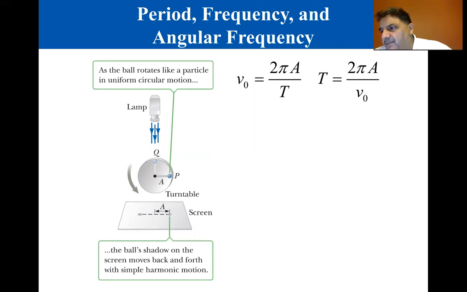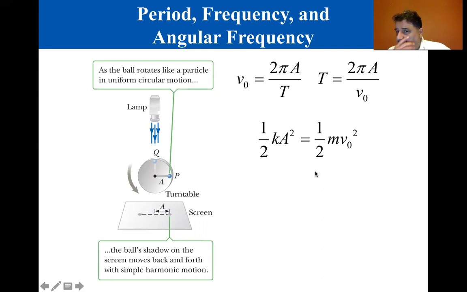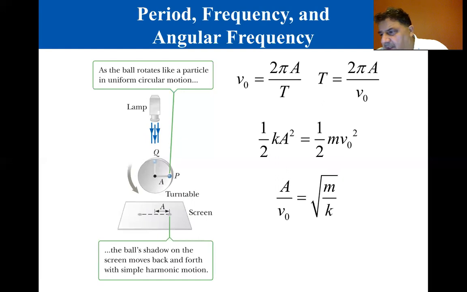A is the amplitude. During the quarter of a cycle, the shadow moves from point A, where the energy of our ball-spring system is solely elastic potential energy, to a point where the energy is solely kinetic energy. We can apply conservation of energy. Let's solve for A over v0. Now, substitute to get an expression for the period T. And there you have it.